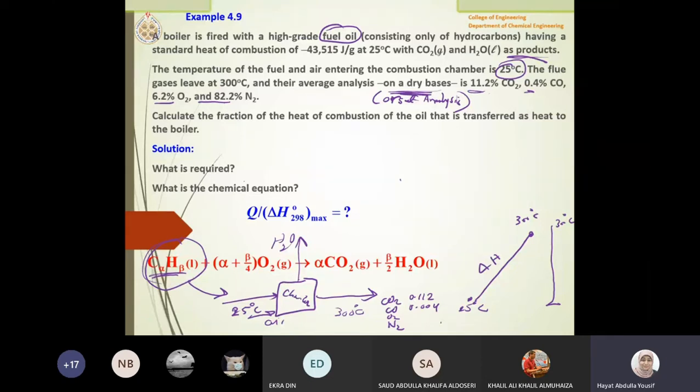The idea here is that we are burning the fuel in the presence of air at 25 degrees C, and we are getting a product of CO2, CO, oxygen, and nitrogen, where the compositions are given. Keep in mind that it's based on a dry basis, and we all know that according to the reaction, water is supposed to be there. That's why I put it as an outlet stream.